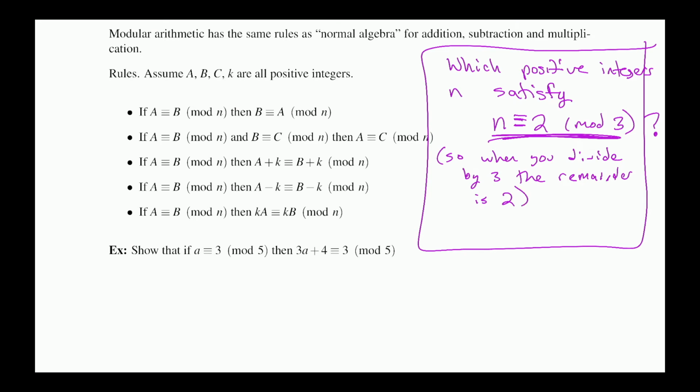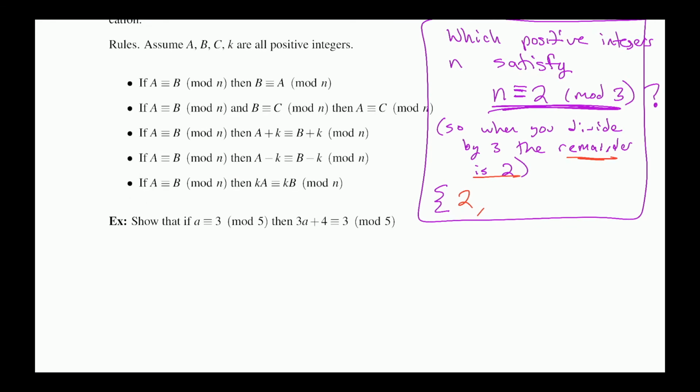And what are those numbers? It's actually a pretty simple thing to write down. If the remainder is 2, the first one is 2, right? Because 3 doesn't even go into 2. So, 3 goes into 2 zero times with remainder 2. And then what's the next number? It would be 5, right? 3 goes into 5 one time with remainder 2.